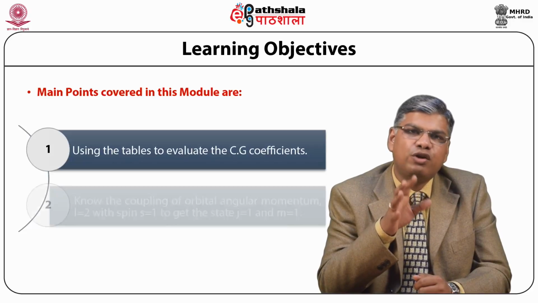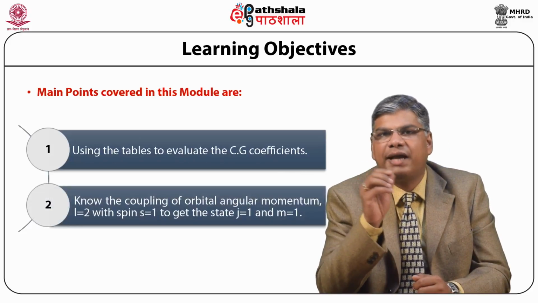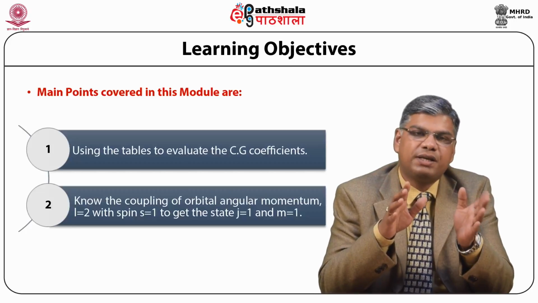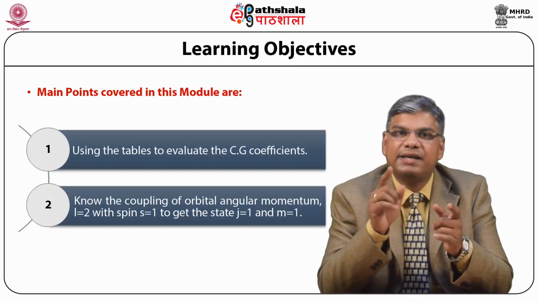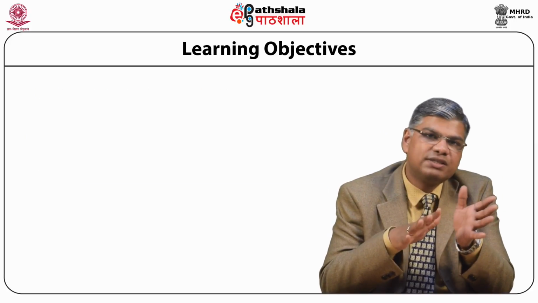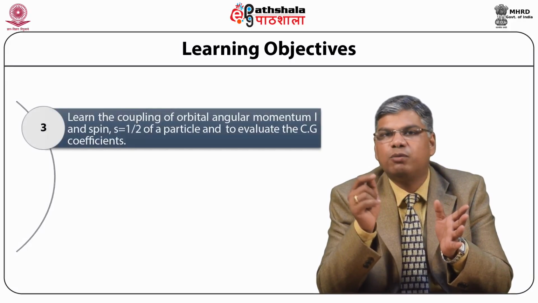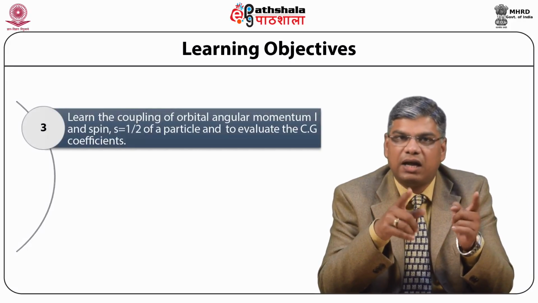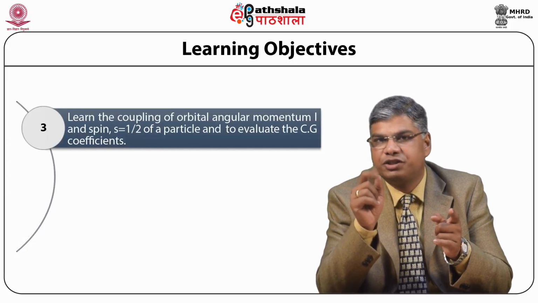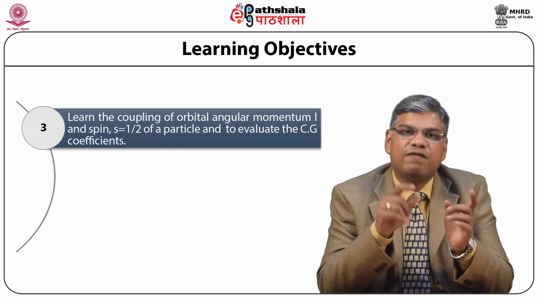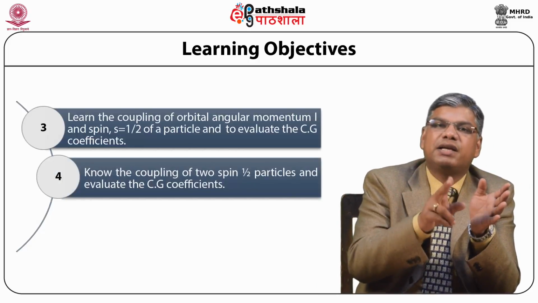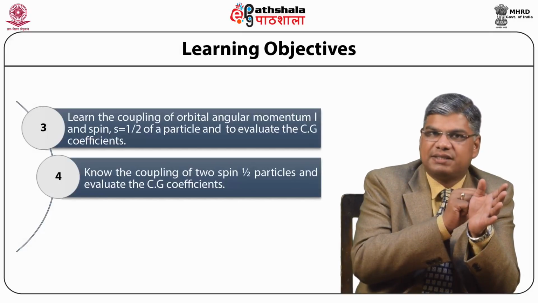Then we will study the coupling of orbital angular momentum L equal to 2 with the spin S equal to 1 state and get the state J equal to 1 and M equal to 1. We will also learn the coupling of the orbital angular momentum L and the spin half of a particle, and evaluate the Clebsch-Gordan coefficients for the same. We will learn about the coupling of two spin half particles and evaluate the Clebsch-Gordan coefficients for these cases.